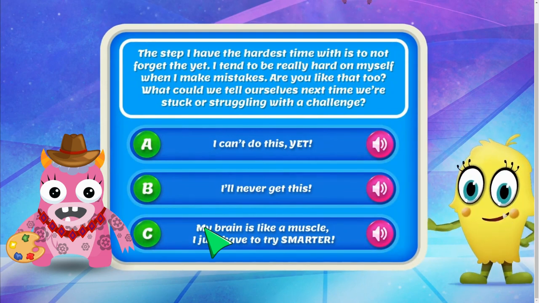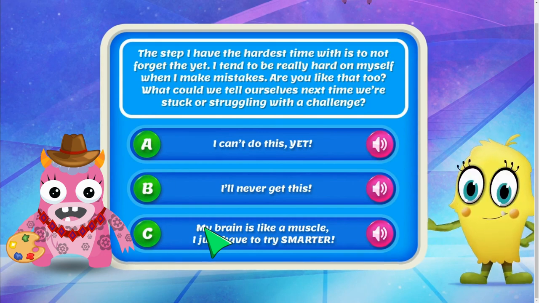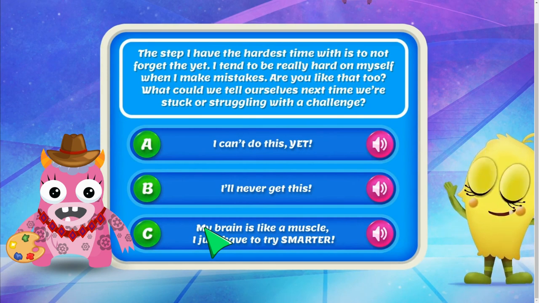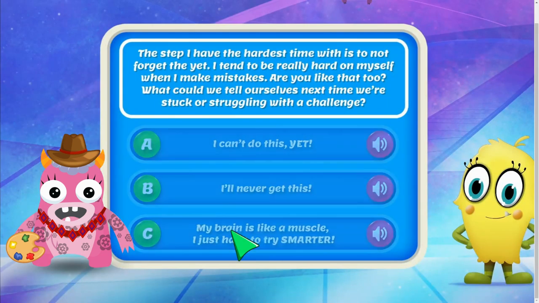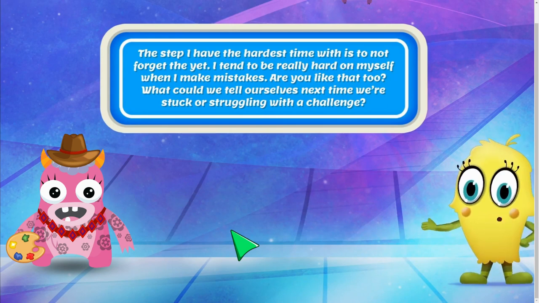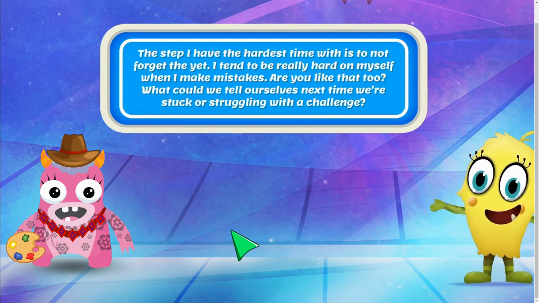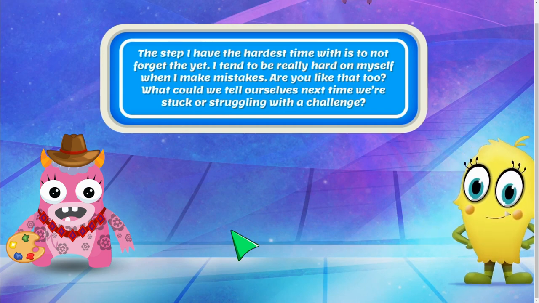The step I have the hardest time with is not forgetting the yet. I tend to be really hard on myself when I make mistakes. Are you like that too? What could we tell ourselves next time we're stuck or struggling with a challenge? That's a great idea! Whenever we feel discouraged, let's remind ourselves that if we try smarter, we can overcome whatever challenge we're facing. We may not get it yet, but eventually we can.